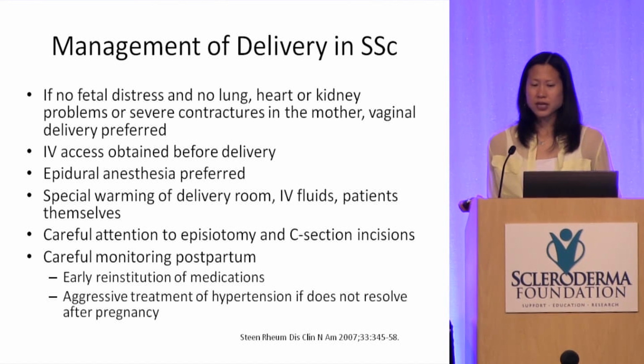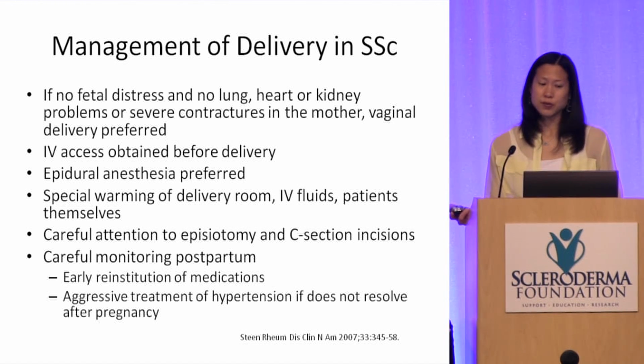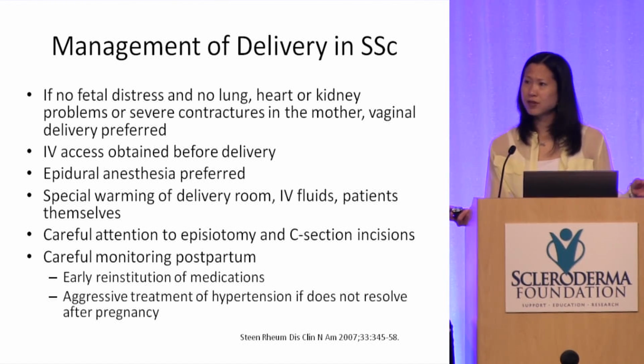So how about when you're actually delivering the child? If there's no fetal distress, no lung, heart, or kidney problems, or severe contractures in the mother, a vaginal birth actually should be preferred rather than going through a C-section and surgery. This is actually going against the data that we see, that more physicians and patients choose to do C-sections than vaginal deliveries. But really the vaginal deliveries, unless you have these other issues, should be preferred.